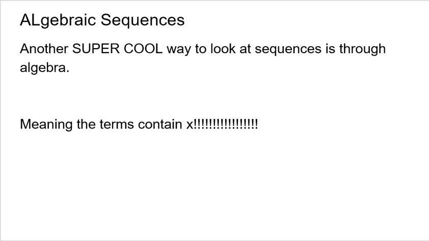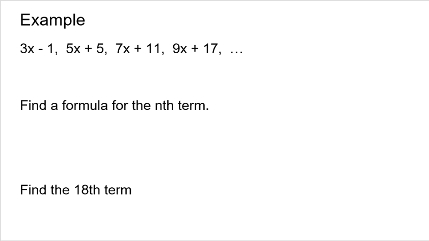So let's just dive into two examples, a geometric and an arithmetic. Let's look at arithmetic first. So here is a sequence. Now notice this sequence is algebraic, right? It's 3x minus 1, 5x plus 5. So instead of my first term being a nice number, my first term is 3x minus 1. My second term is 5x plus 5. My third term is 7x plus 11, right?